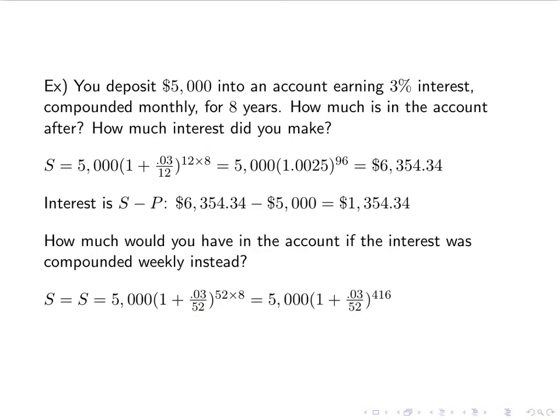0.03 over 52 is some crazy decimal, but again, I'm going to at least do 52 times 8 before I plug it into the calculator. So I plug this in, and I should be getting $6,355.81. It's not much of a difference, but it is a difference. The more often you compound, the more money you're going to make. So if I compounded daily, I'd get even more money. If I compounded hourly, I'd get even more money. Okay, so the more often you compound, the larger your future value should be.